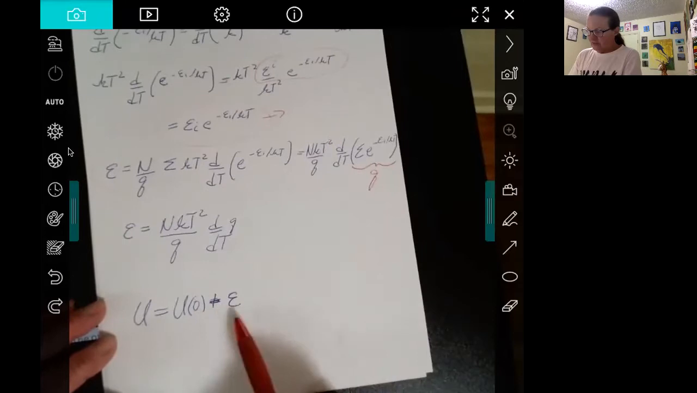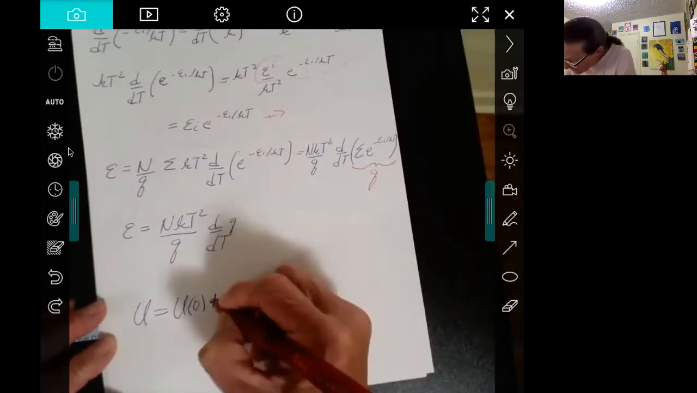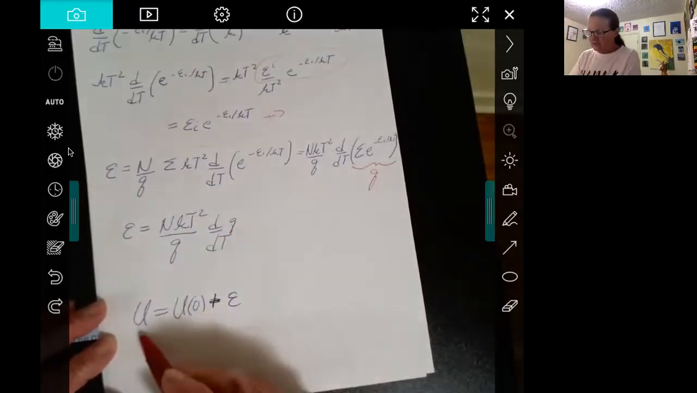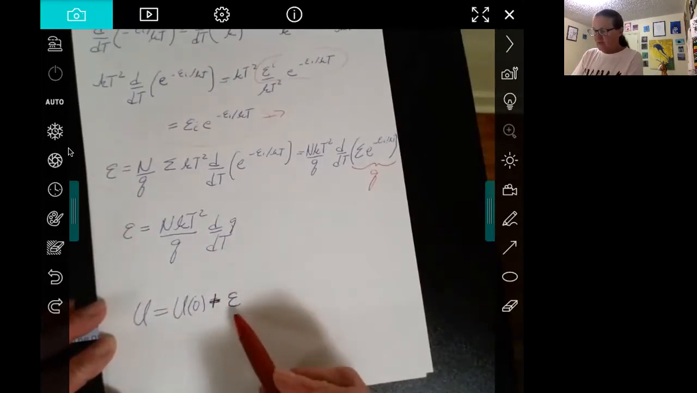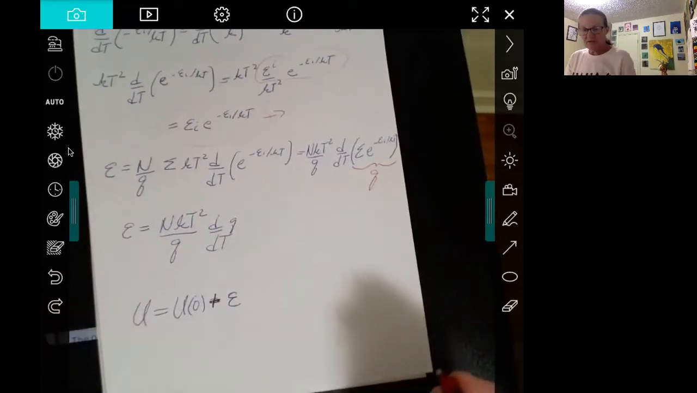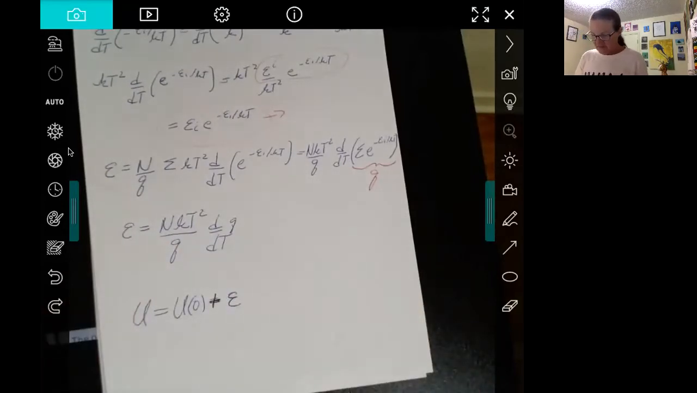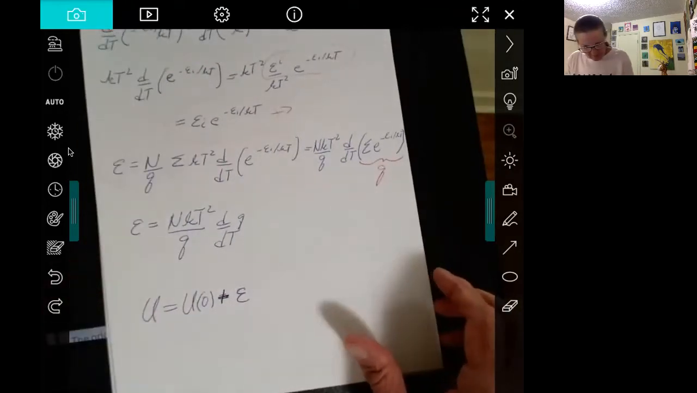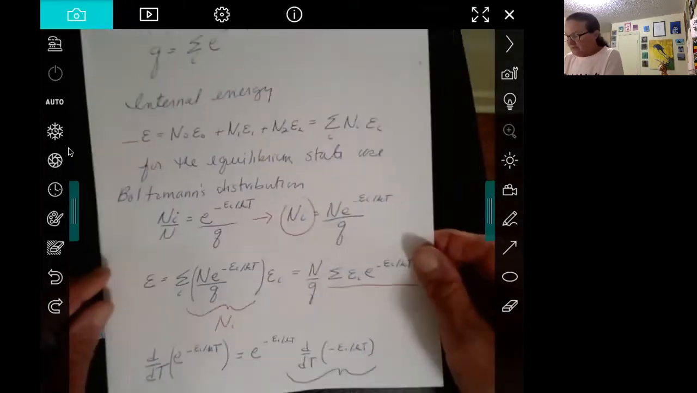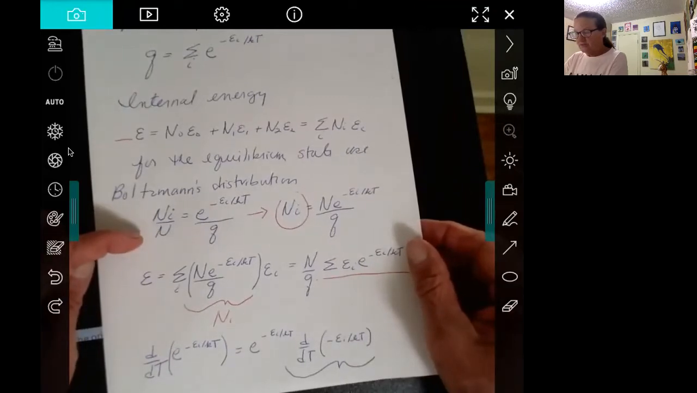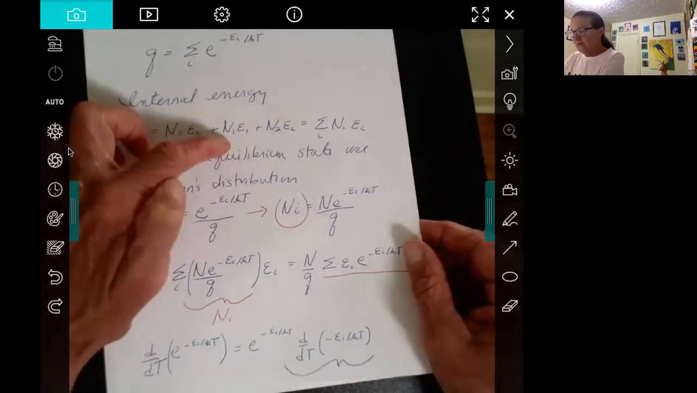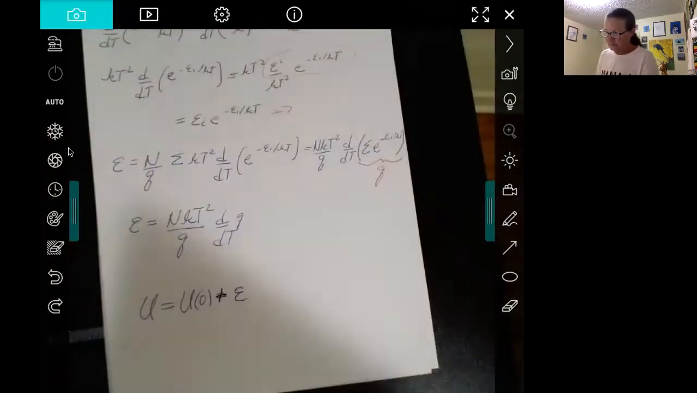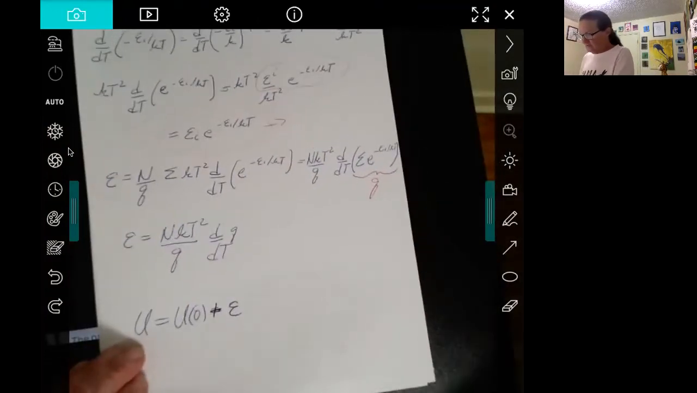That internal energy is relative to some zero-point energy. So when you talk about the internal energy of a system, it's going to be what the internal energy is at 0 plus this epsilon for all of the populated states. The epsilon that we are talking about is based on Boltzmann's distribution. So we're talking about the energy as a result of what the population of states are, how many are in N0, how many are in N1, N2, etc. So that's the internal energy.